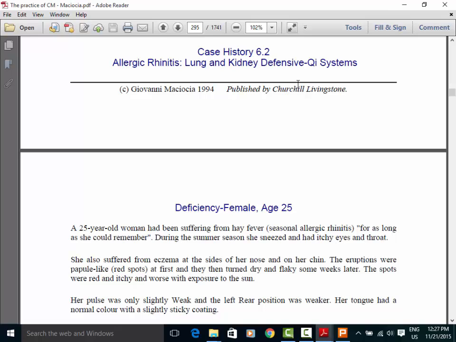So what's your pattern? Well, I would say underlying chronic deficiency of kidney and lung causing weak defensive qi. That's basically what this pattern is, which is why she gets hay fever. So we have to go all the way to where you say causing this and that. You have to have a rationale for how you're diagnosing and treating. Which means that if I am given this case, I would say something like that.